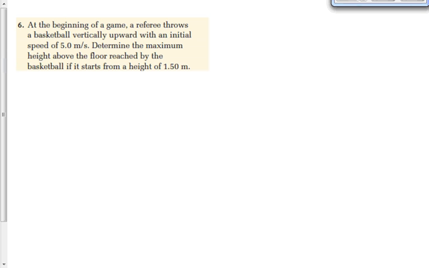6 says, at the beginning of a game, a referee throws a basketball vertically upward with an initial speed of 5.0 meters per second. Determine the maximum height above the floor reached by the basketball if it starts from a height of 1.5 meters. That's a good question. I remember yesterday somebody asking me about that question. It's a good one.